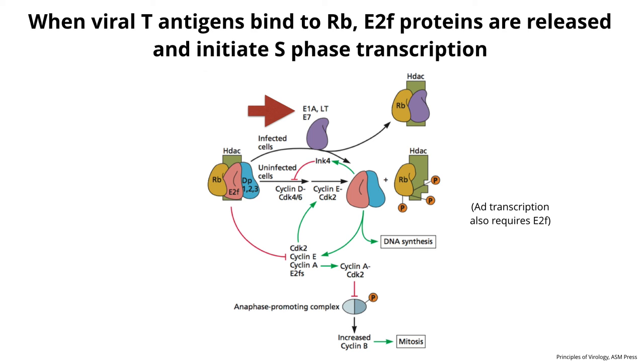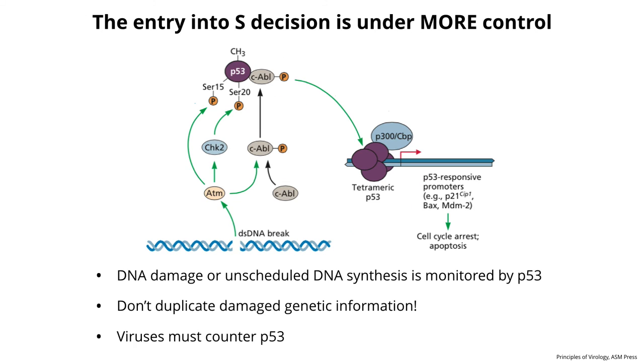The big red arrow shows the T antigens binding RB, getting it away from E2F. And just remember, E2F is a family of transcription factors that are needed for DNA synthesis and mitosis of the cell. That's all you need to know. There's one more checkpoint in the cell. One more decision before the cell goes into S.